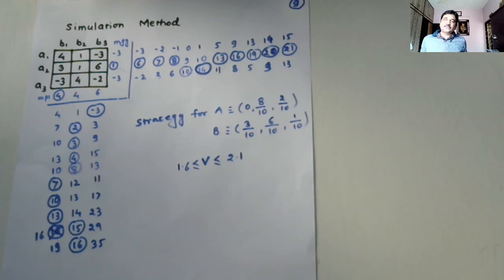One last method remains, and that is the solution of a game by the simplex method. That we will see in a special lecture, the last lecture on game theory. So we'll stop here. Thank you.